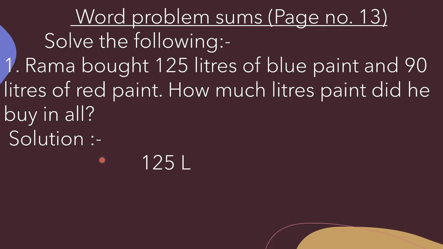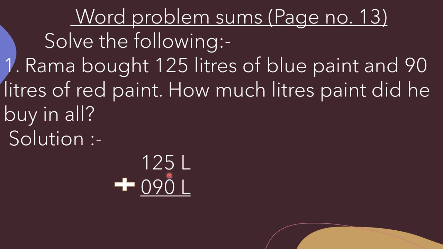First of all, we will write 125 liters and after that we will write 90 liters. Here 90 is two digit number, that's why we will write it like this 090. Okay, so here beta, we have to find out the total. So to find out the total, we need to add both the numbers. So we will put here plus sign. Now we have to start from our right hand side.